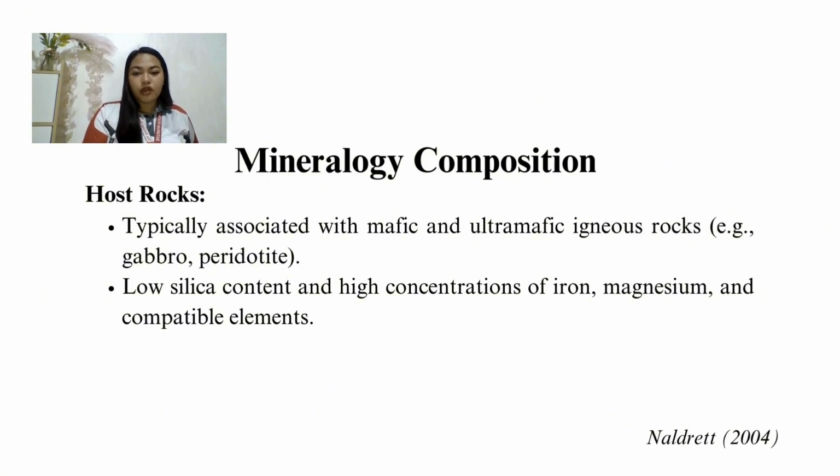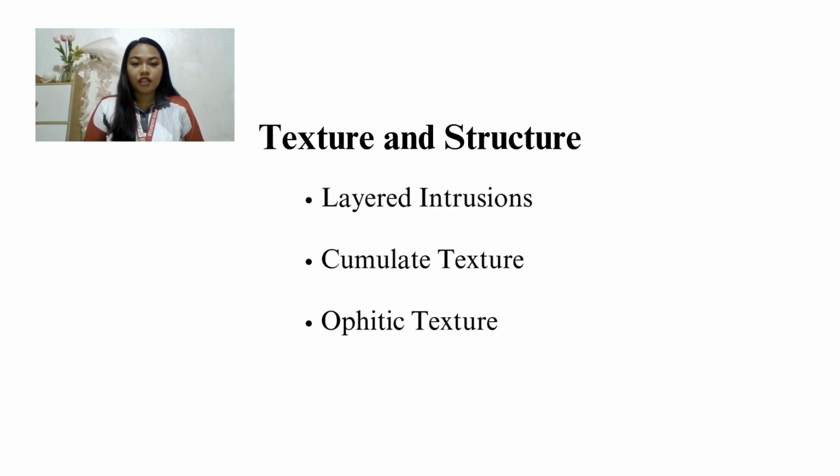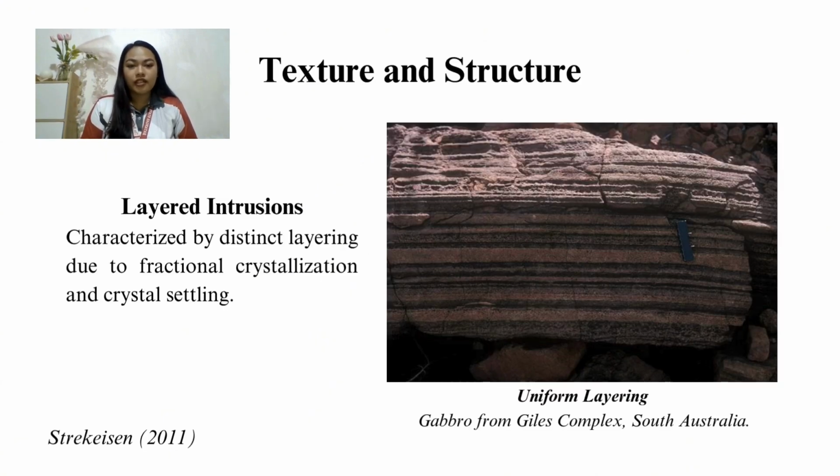For texture and structure, we have layered intrusion, cumulate texture, and ophitic texture. Layered intrusions are distinctive geological features formed through fractional crystallization and crystal settling in a cooling magma chamber. This structure develops as minerals crystallize at different temperatures and densities, causing them to separate into layers over time. This process results in visible stratification, as seen in the picture. It is the gabbro from the Giles Complex, South Australia, which showcases uniform layering.